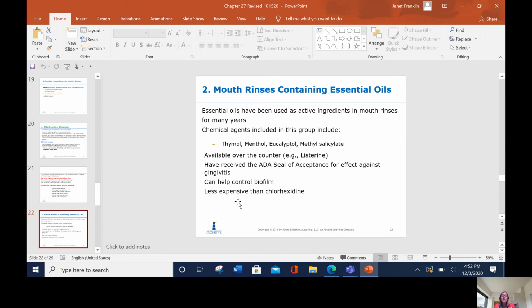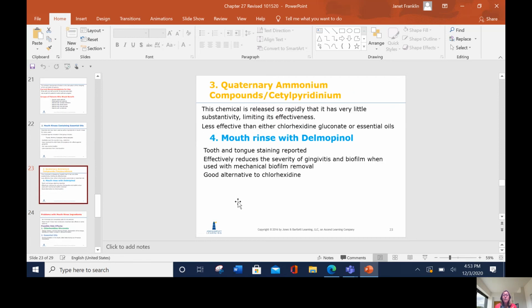So you're going to do a lot of research probably in your time as a clinician as to the use of these products. We recommend science or evidence-based products. A lot of your all-naturals don't have evidence-based, but that's something you can take with you and research later on. Quaternary ammonium compounds: this chemical is released so rapidly that it has very little substantivity, limiting its effectiveness. So it's less effective than chlorhexidine or essential oils.